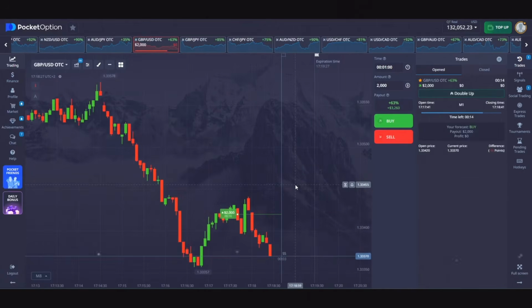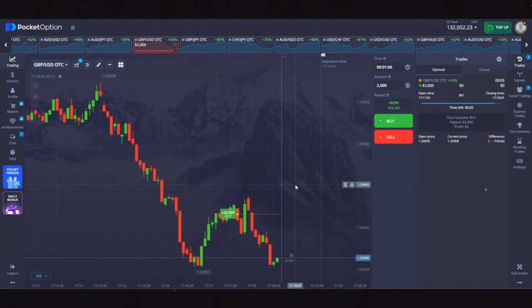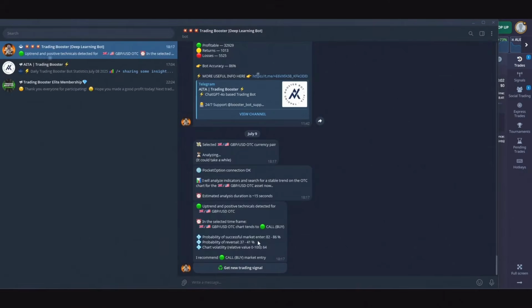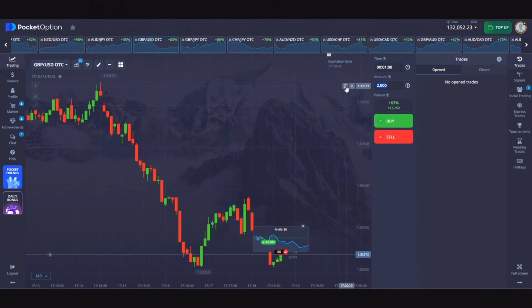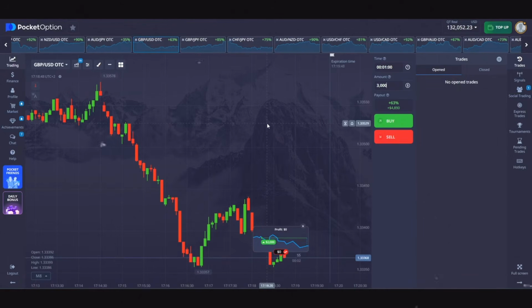But for now, we can see that the price, unfortunately, is moving in the wrong direction. Although, honestly, it's my own fault here. The booster bot did warn me that there was a 40% chance of a reversal here. Yeah, and unfortunately, I'm closing this trade at a loss. With the next trade for $3,000, I'll cover this loss and come out ahead.